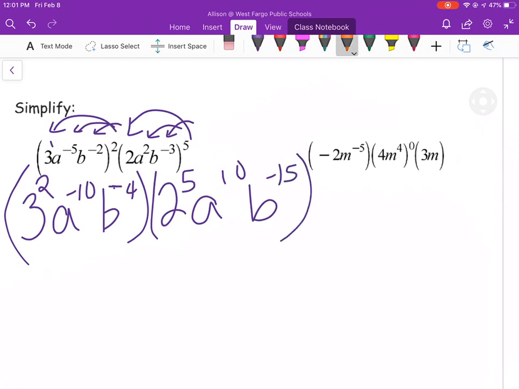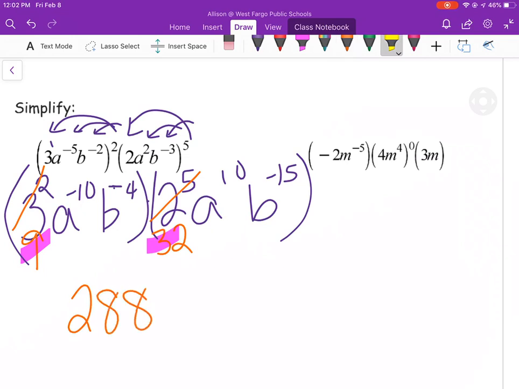Then simplify when you can. 3 squared, that's the same thing as 9. 2 to the fifth power, think about that for a second, that's 32. Then multiply corresponding spots. So this is times here, this parenthesis times this parenthesis. So 9 times 32, that's going to give you 288. And then you have a to the negative 10th times a to the 10th.